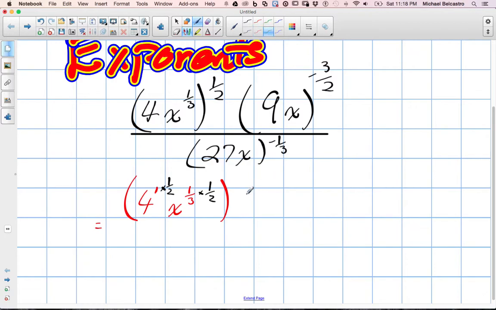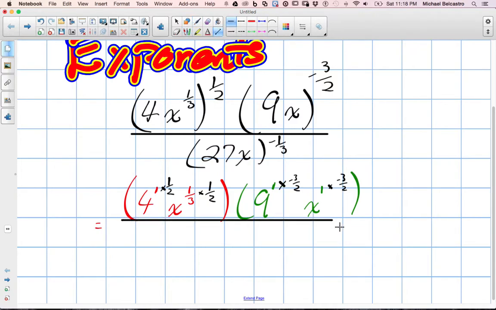In the second expression, I'll do it in green. Same idea. 9 is technically to the power of 1, so you're multiplying it by negative 3 over 2. And then the x in the expression is technically to the power of 1, so you're also multiplying that by negative 3 over 2. And then finally, on the bottom here, same idea. Let's do it in blue. We have 27 is technically to the power of 1, so you're multiplying it by negative 1/3. And the x is technically to the power of 1, so you're multiplying that by negative 1/3.